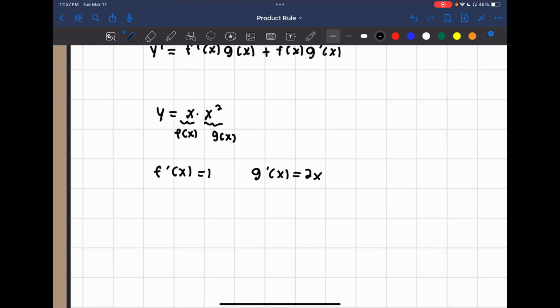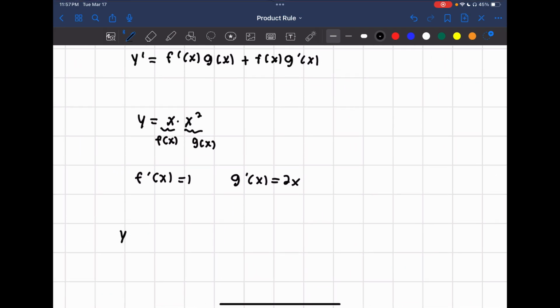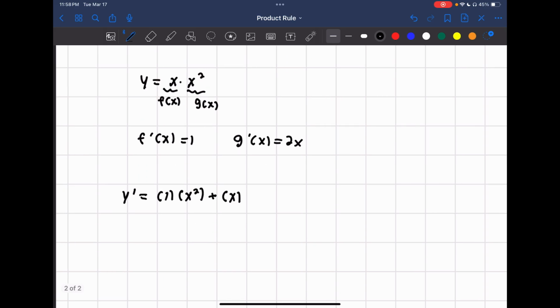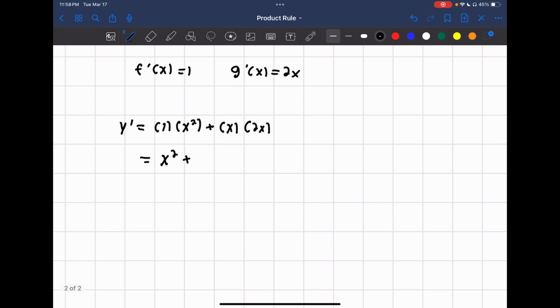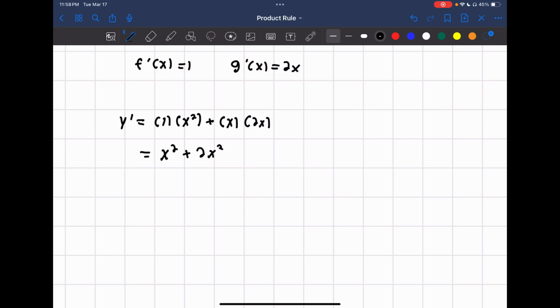And now, plugging this into the formula, we have y prime is equal to f prime of x, which is 1, times g of x, which is x to the power of 2, plus x, which is f of x, times g prime of x, which would be 2x. To simplify this further, we would have x squared plus 2 times x squared, which would be 3 times x squared. And this is our final answer.